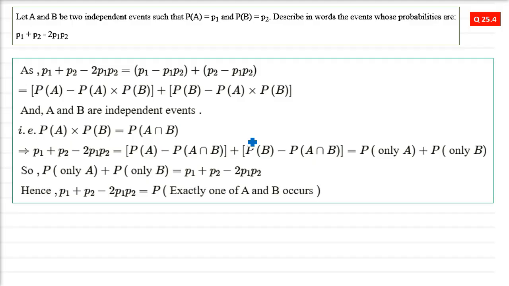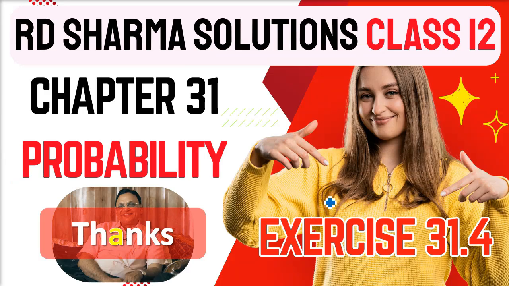For those who are preparing for IIT, JEE, etc., this is a good question. Alright. So P only A, P only B. Both cannot come and both cannot not come. So this is all about this exercise.